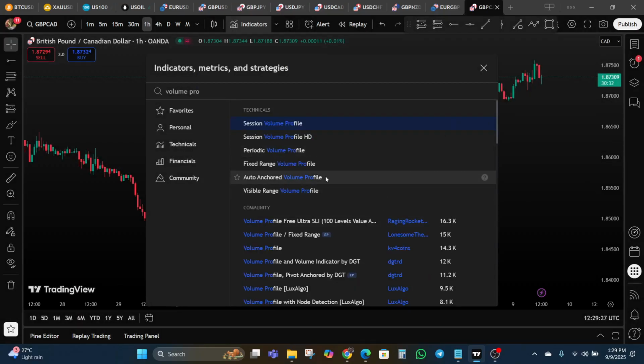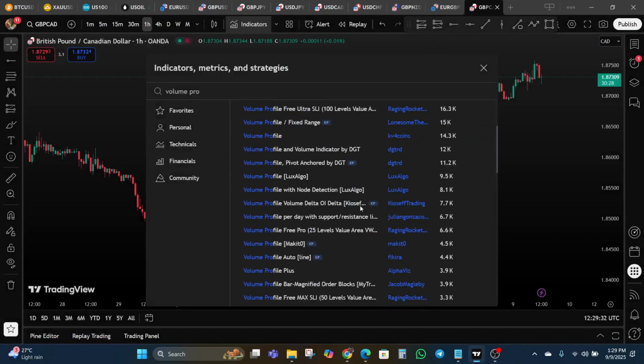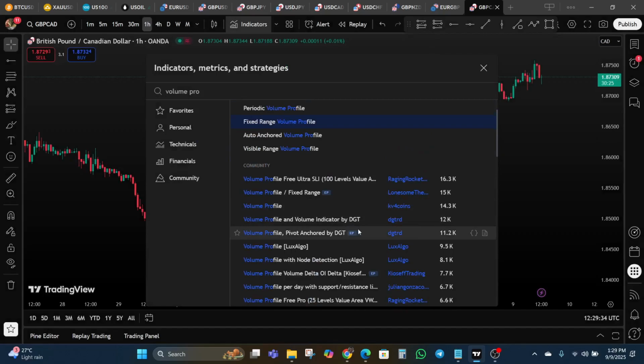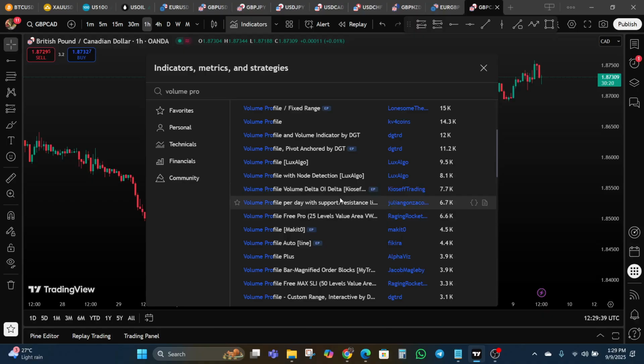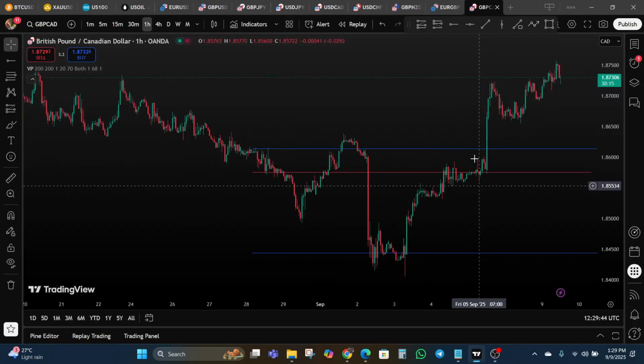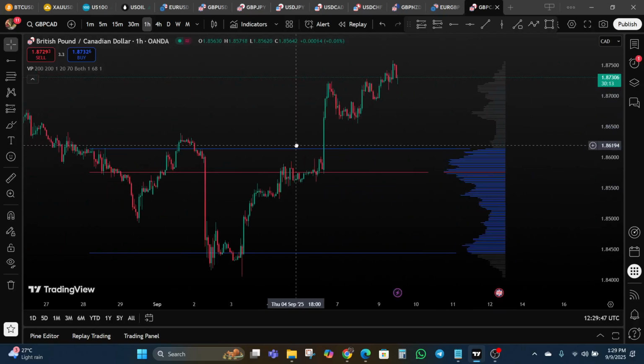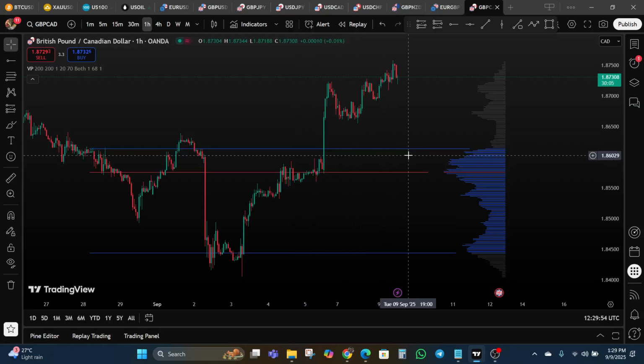So we're just going to be using one of the volume profiles that are accessible. We want to make use of an indicator, because an indicator makes things easier for us. The key concept here is the point of control, the POC. This is the price level with the highest traded volume within a session.